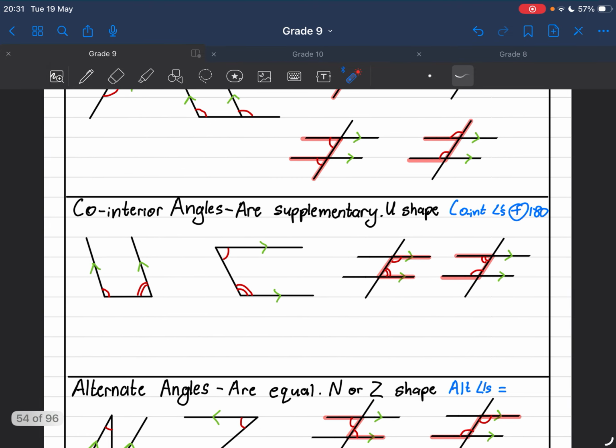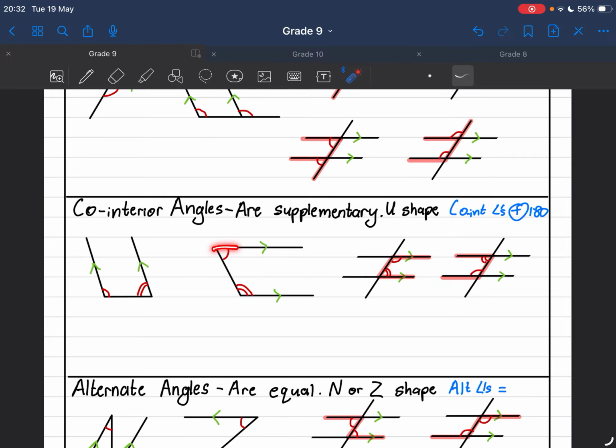Co-interior angles, on the other hand, are supplementary. This means they add up to 180. They are not equal. This is identified using the U shape, and this is the shorthand notation. So here's a U shape. The two angles inside the U are supplementary. That means this plus this add up to give you 180, provided that these two are parallel.